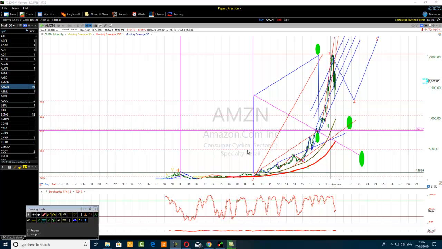Generally speaking, in a normal training phase, we will have three major impulse waves and two major corrective waves. And when the training phase is completed, that whole training phase becomes another impulse wave. Therefore, we'll expect again a correction. So anytime an impulse wave is in place, it will be followed by what? A corrective wave. So we count 1, 2, 3, 4, 5.